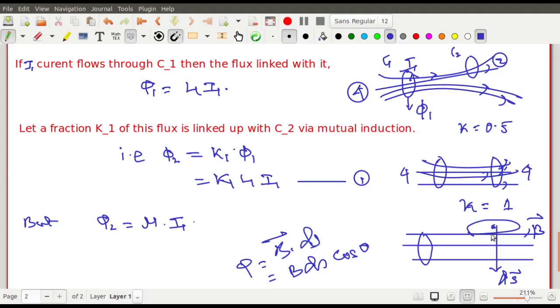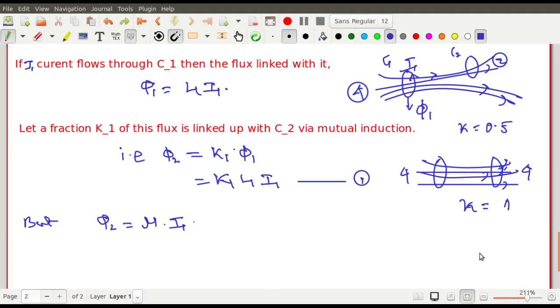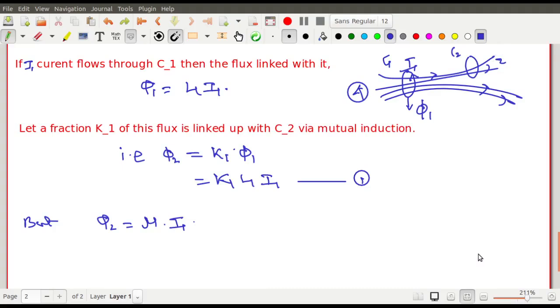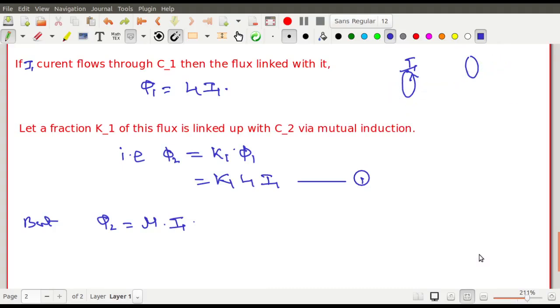So obviously B and ds are at 90 degrees with each other, so cos 90 is 0 and none of the flux gets linked. From here you understand that the least value of K can be 0 when none of the flux from C1 gets linked with C2, and the maximum value can be 1 when all the flux of C1 gets linked up with C2. Did you understand what I mean by this expression? If the value of K is 0, that means the two coils are at 90 degrees with each other, and the flux of one will not be attached with the other.